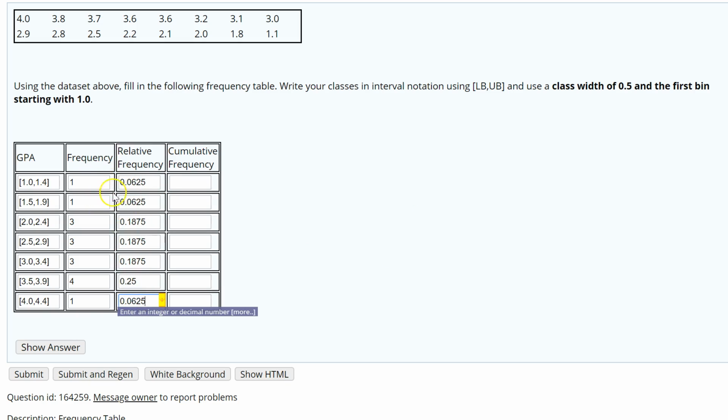1 out of 16 gives us this. 1 out of 16 gives us this. 3 out of 16 for each of these. 4 out of 16 and 1 out of 16. And there's our relative frequencies.